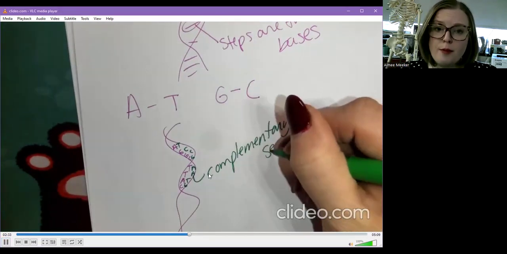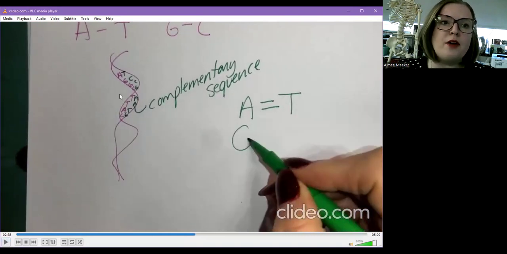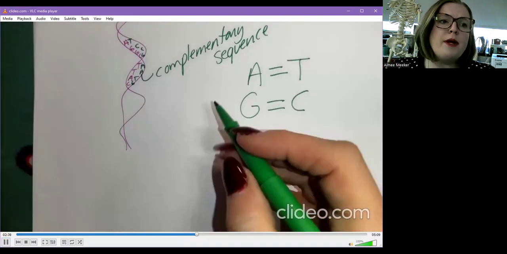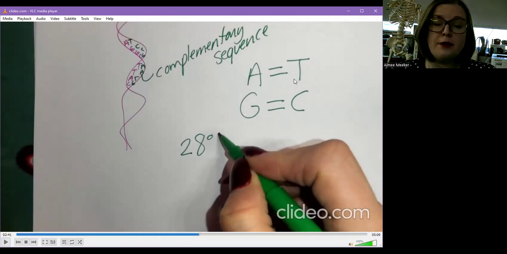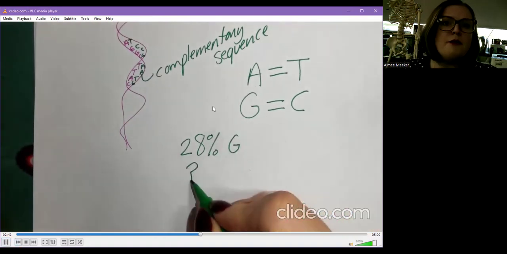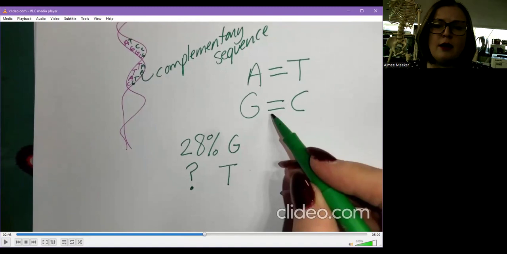So this is said to be complementary. So if you see that language complementary, it just means that they fit together, they go together. And the complementary sequence is the sequence that goes with an original sequence. Well, because we know that A pairs with T, we also know and can figure out how much of each one goes with the other one. So if A pairs with T, A equals T. So if you're given that 20% of the DNA is guanine, you could figure out the percentage of thymine.